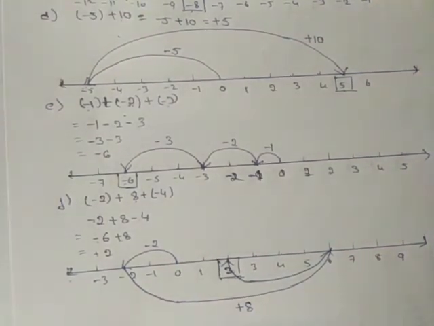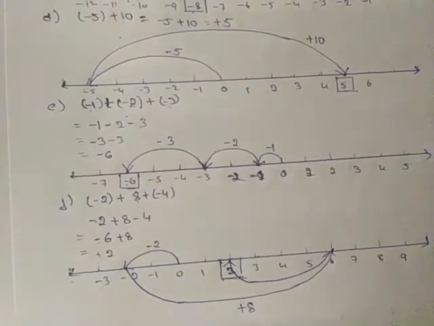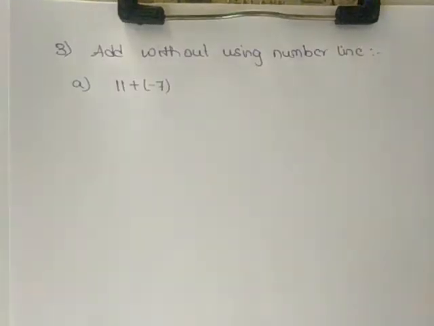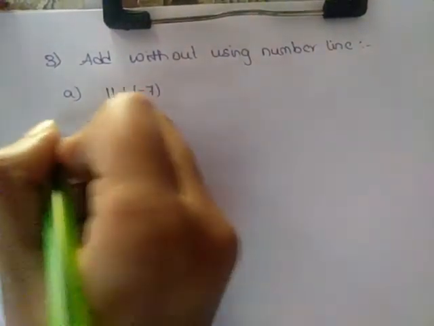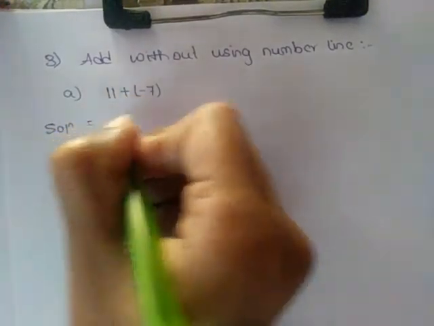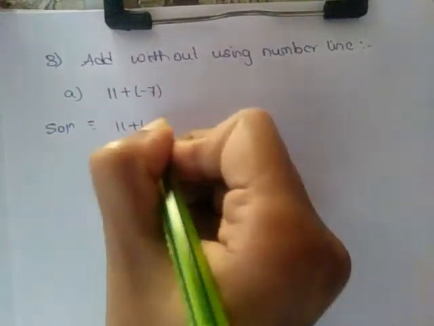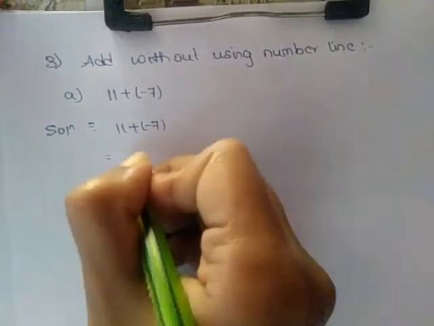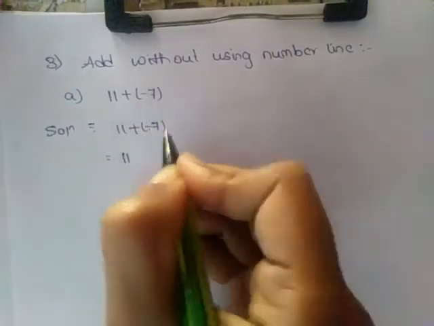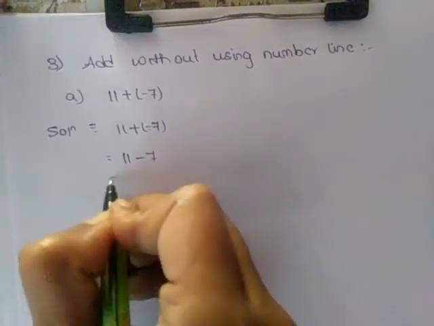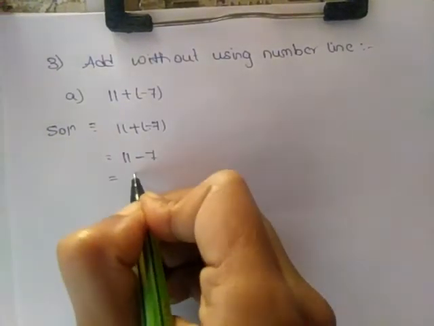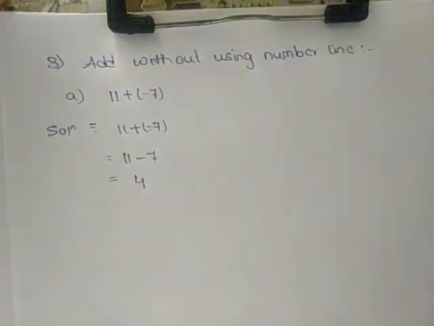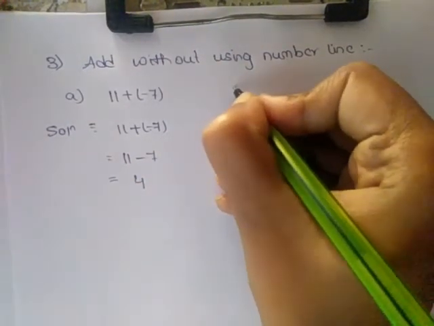I hope the second main is clear for you all. Third main, add without using number line. Without using number line, we'll add them. So, solution. 11 plus minus 7. We'll write 11 plus into minus, minus 7. So 11 minus 7, it will be 4. Bigger number sign, plus.